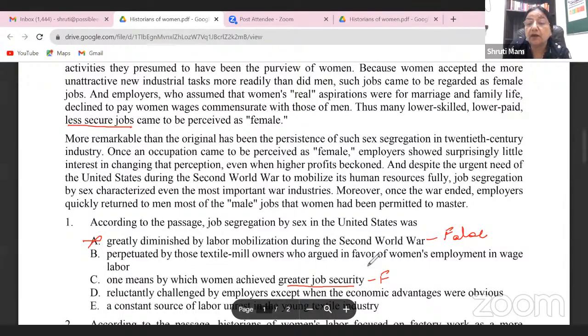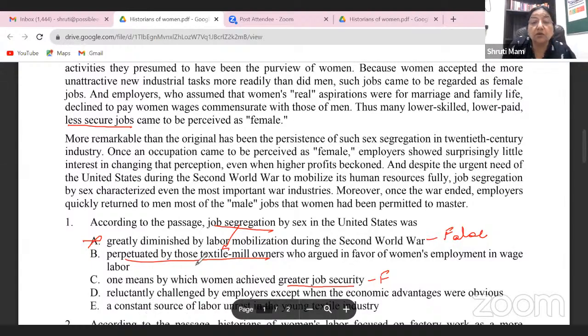Perpetuated by those textile mill owners who argued in favor of women employment in wage labor. For sure, if you can see here, the answer should be B Bombay. Why? Because textile mill owners exploited stereotypes. Clear? They exploited stereotypes. They thought women were routine, they could do repetitive work. So job segregation was perpetuated by textile mill owners. Yes, it was. They gave them those repetitive jobs, and argued in favor of women employment in wage labor. That was surely job segregation demonstrated much by them. It was not done for greater job security. That's not there.